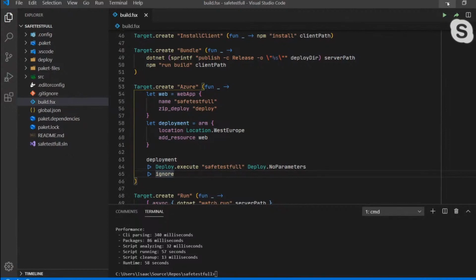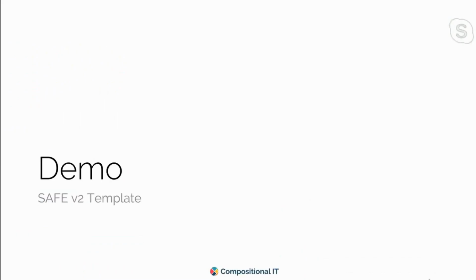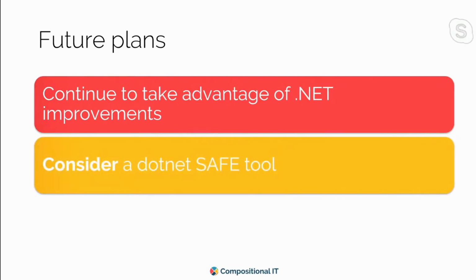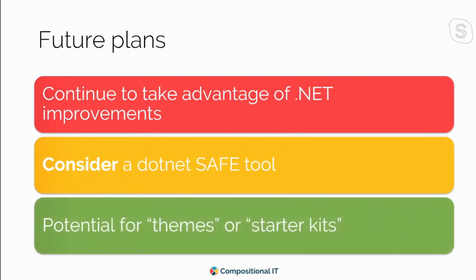So I'll just wrap up now. Future plans: we want to continue to take advantage of .NET improvements so that we can make things even simpler in SAFE. Doing a .NET SAFE tool will give us some more modular, flexible opportunities to do things, and maybe even look at starter kits or themes. So maybe a data science version of SAFE, or an e-commerce version, which has a few more bundles and is a bit more opinionated.